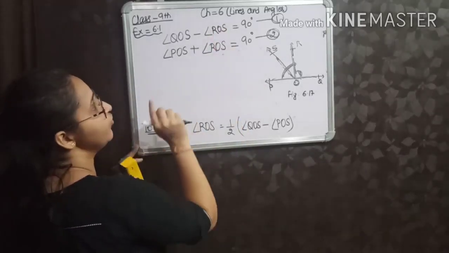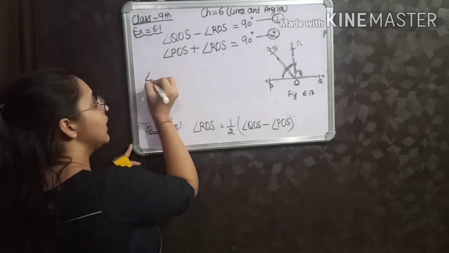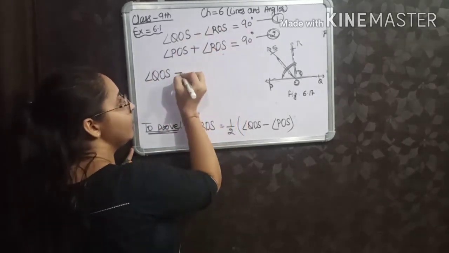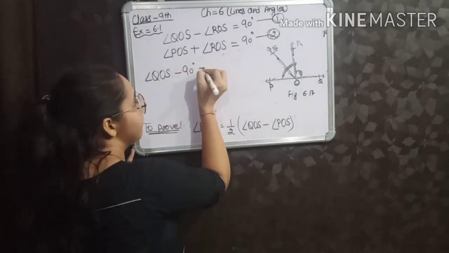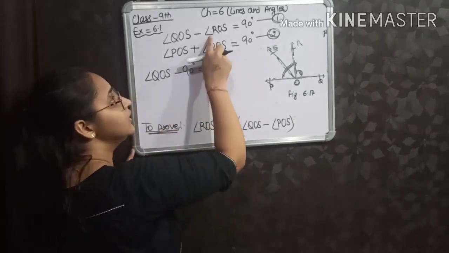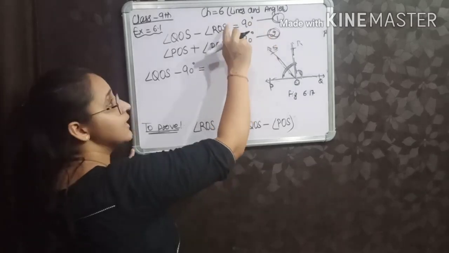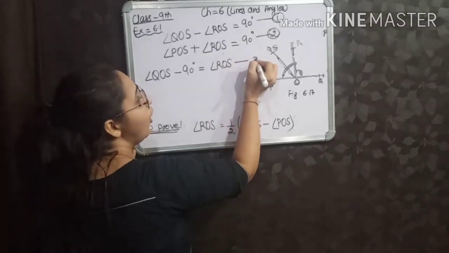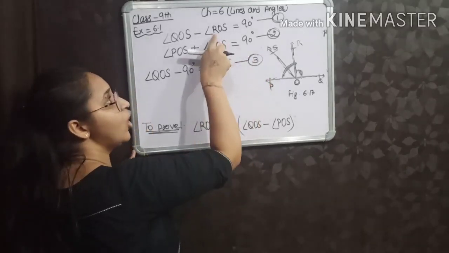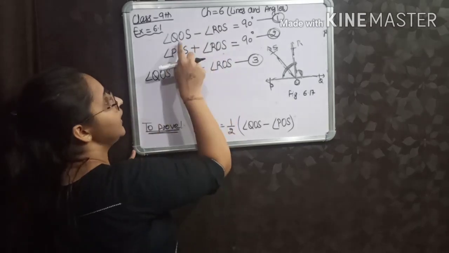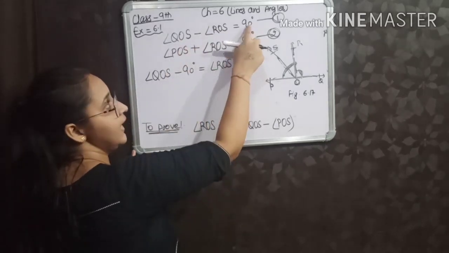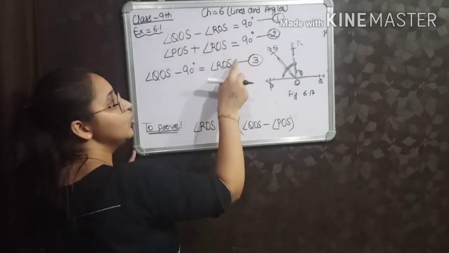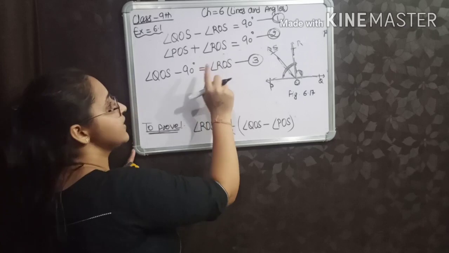From the first equation, we can write angle QOS, and this 90 degrees will come to the left hand side with a negative sign. This will be equal to ROS, which goes to the right hand side as positive. This is the value of angle ROS from the first equation, the third equation. I write angle QOS as it is, the 90 degrees comes to the left hand side with a negative sign, and the ROS value goes to the right hand side with a positive sign.